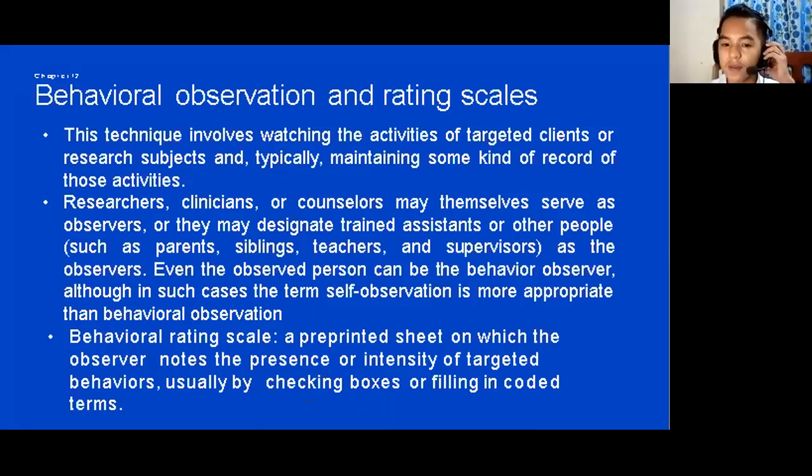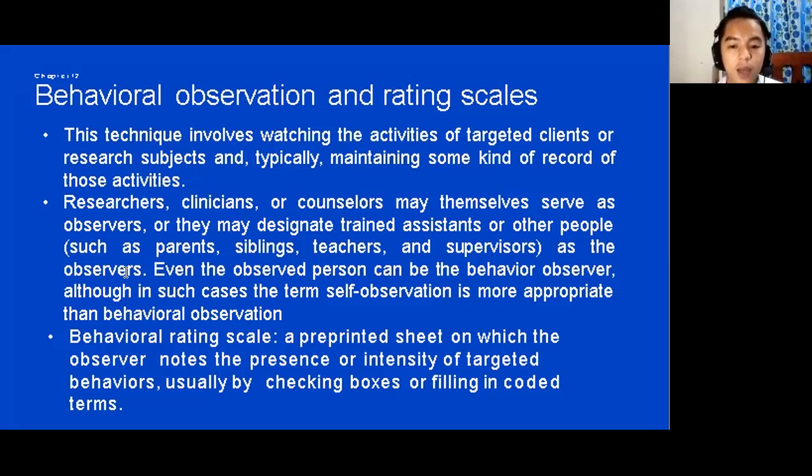First is the behavioral observation and rating scale. Generally, behavioral observation involves watching the activities of targeted clients or research subjects and typically maintaining some kind of record of those activities. Records may be in the form of transcribed recorded videos or behavioral checklists. Researchers, clinicians, or counselors may themselves serve as observers, or they may designate trained assistants or other people.